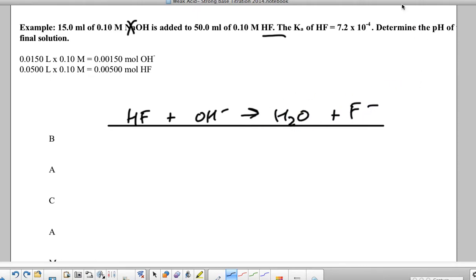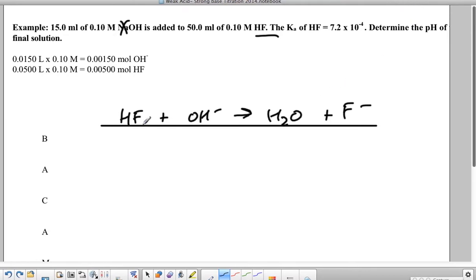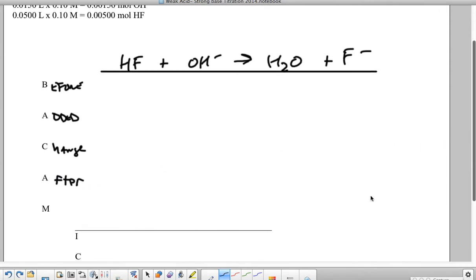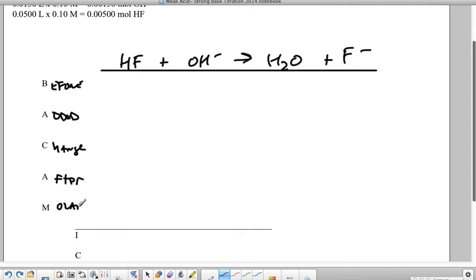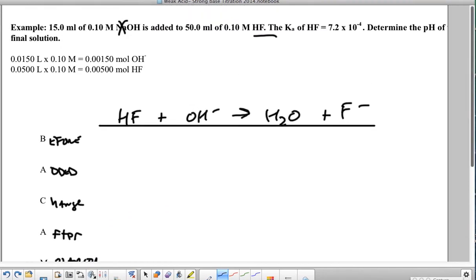We're going to use something called a BCAM table. What a BCAM table is, it stands for B is before, A stands for added, C stands for change, A stands for after, and M stands for molarity, because in all these problems you're always going to need to put it back into molarity to solve for pH anyway. So then what we're going to do is this.